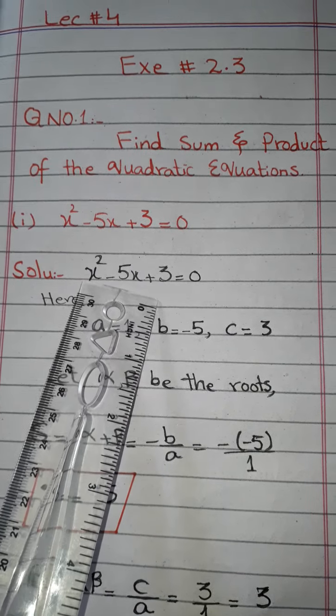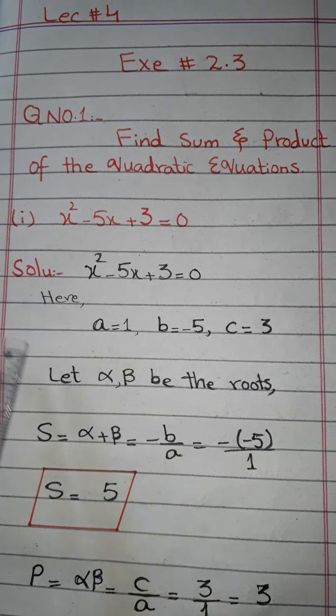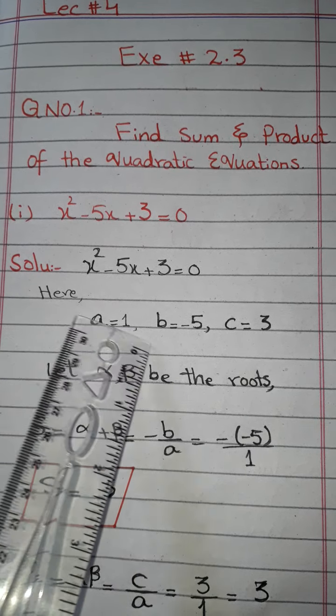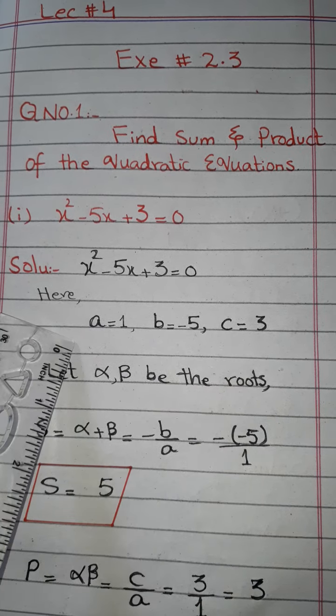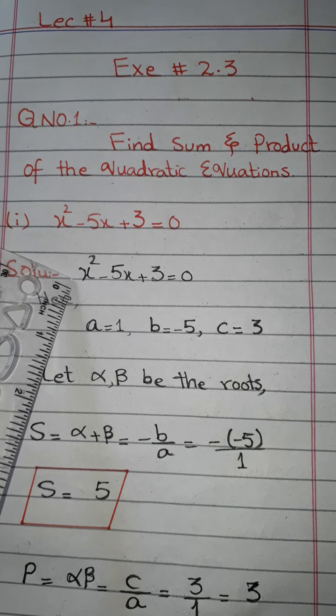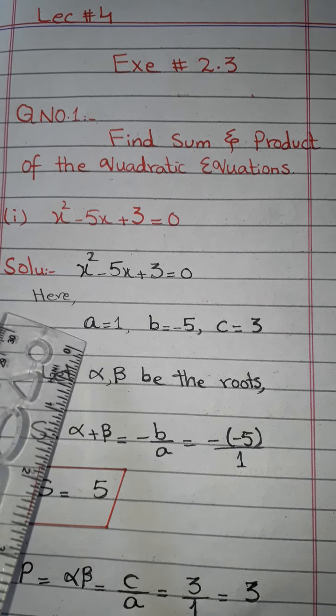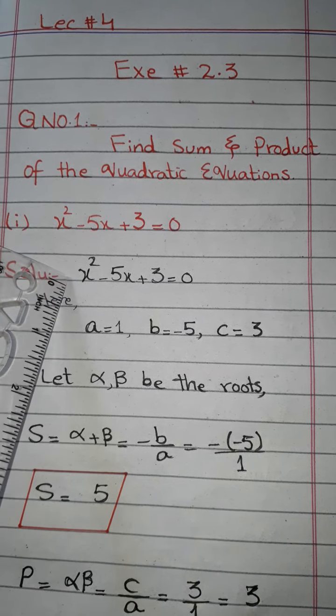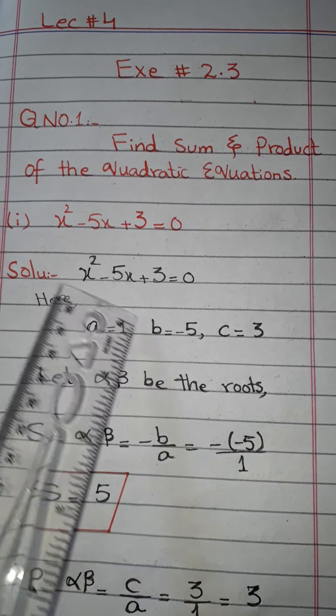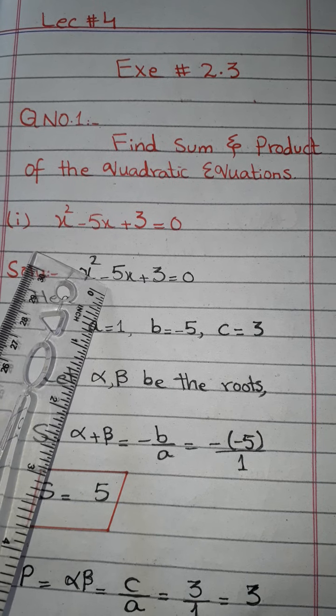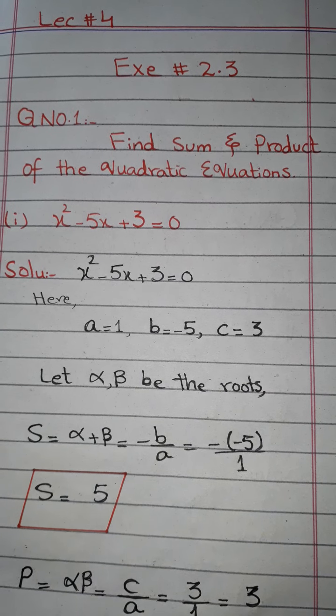Solution. Rewrite the equation. In this exercise, we separate the values of a, b and c, which are the coefficients of x square, x and constant. A is the coefficient of x square, that is 1, b is the coefficient of x, that is minus 5, and c is the constant.